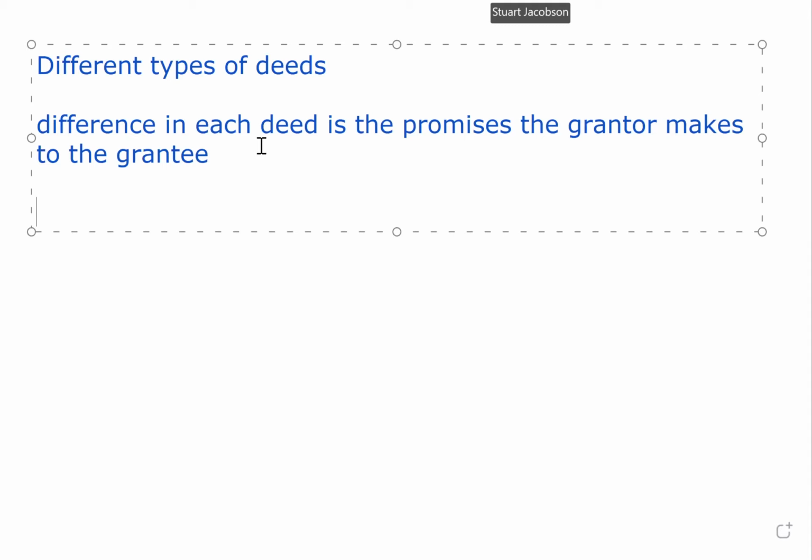Now, for the first type of deed, we're going to go from the most protective for the grantee down to the least protective. The grantor is giving the most in promises down to the least. So the first one is a general warranty, also known as a warranty deed.